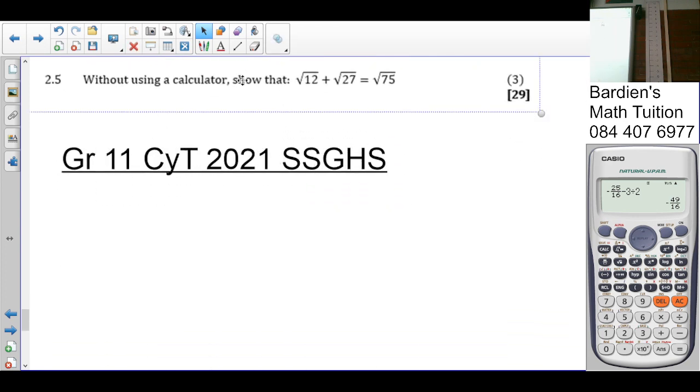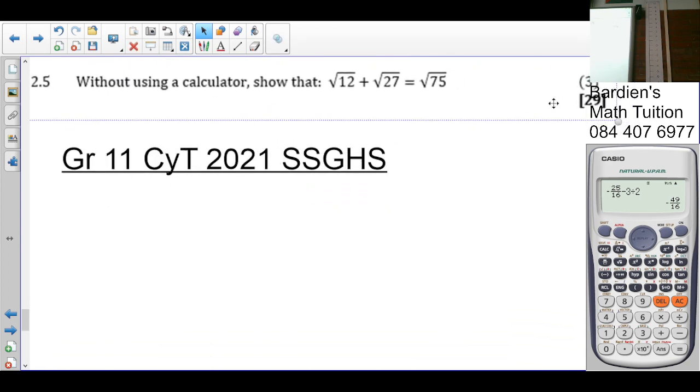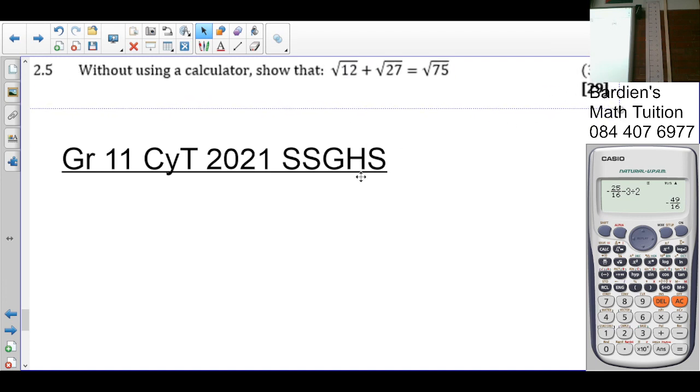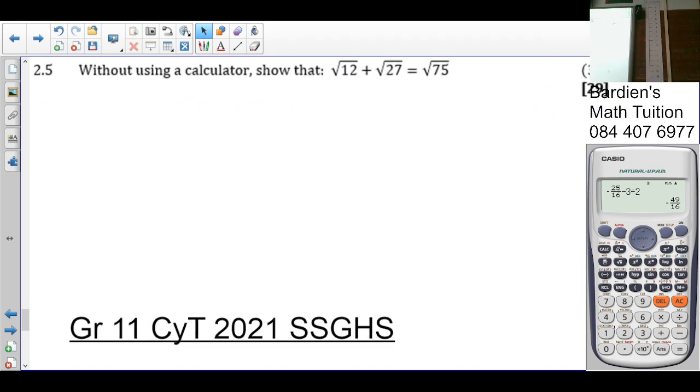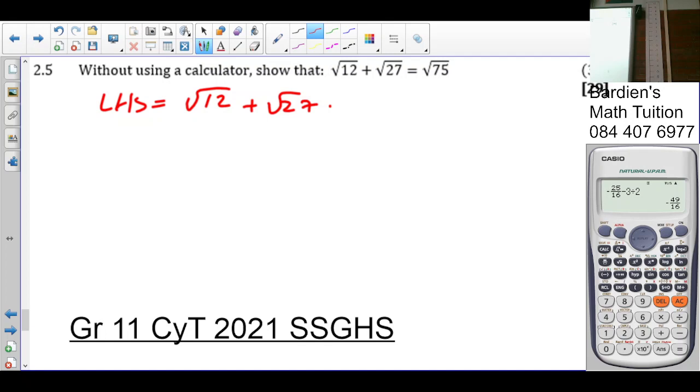Alright, here it says without using a calculator, show that. People, there's another show that, which will prove that question. So what we do is we work the left hand side. Left hand side equals the root of 12 plus the root of 27. Remember, without the calculator, we must show this intermediate step. If we don't show the step, of course, you're going to lose the mark.